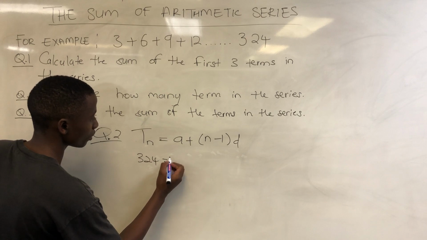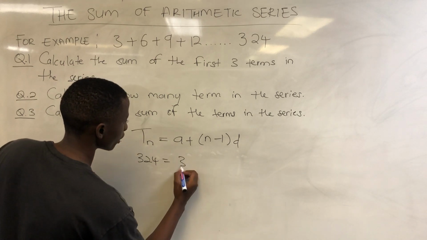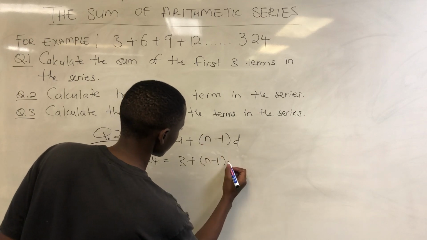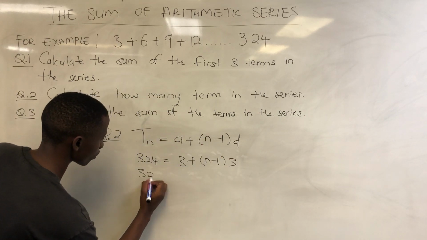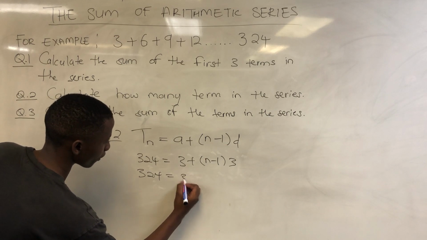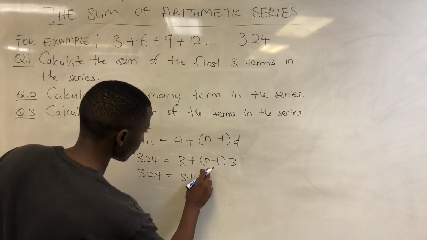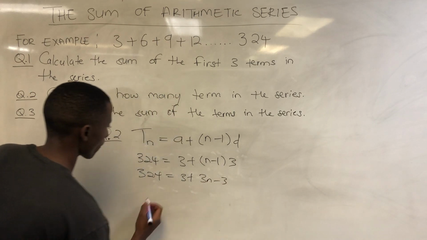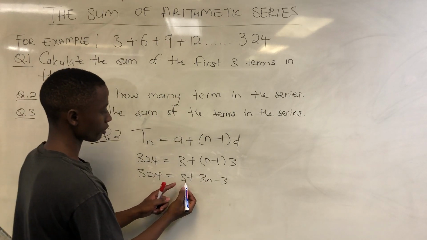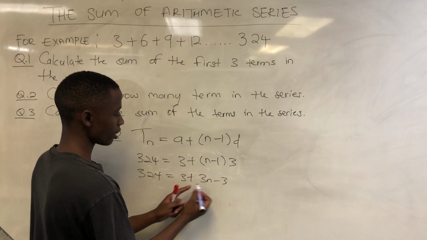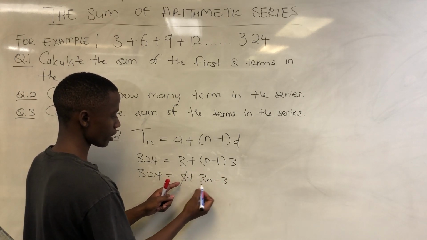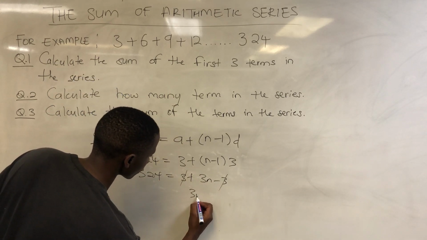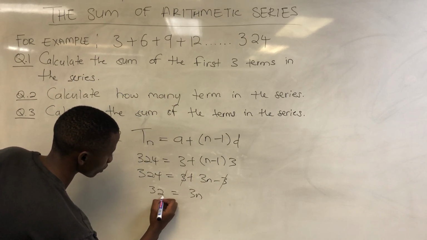Okay, so 324 is equal to a, which is 3, plus n minus 1 times the difference, which is 3. So 324 is equal to 3 plus 3 multiplied by n, which is 3n minus 3. Meaning that in this case we have like terms 3 and 3, so this cancels this. 3 minus 3 is 0. So we have 3n on this side and 324 on the other side.